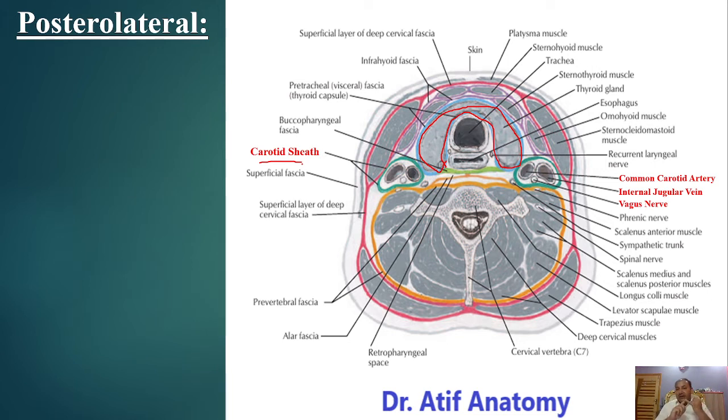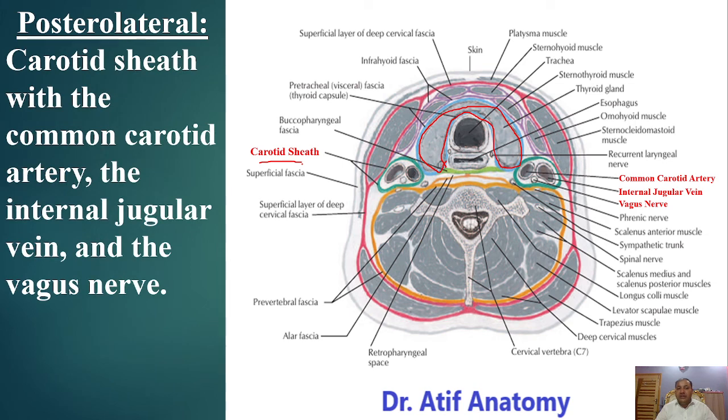Number one, common carotid artery. Number two, internal jugular vein. And number three, vagus nerve. These are the contents present on the posterolateral aspect of the thyroid gland. These important structures: the carotid sheath with the common carotid artery, internal jugular vein, and vagus nerve. There is one artery, one vein, and one nerve. One important nerve is present in this sheath, and this is located on the posterolateral aspect of the thyroid gland.